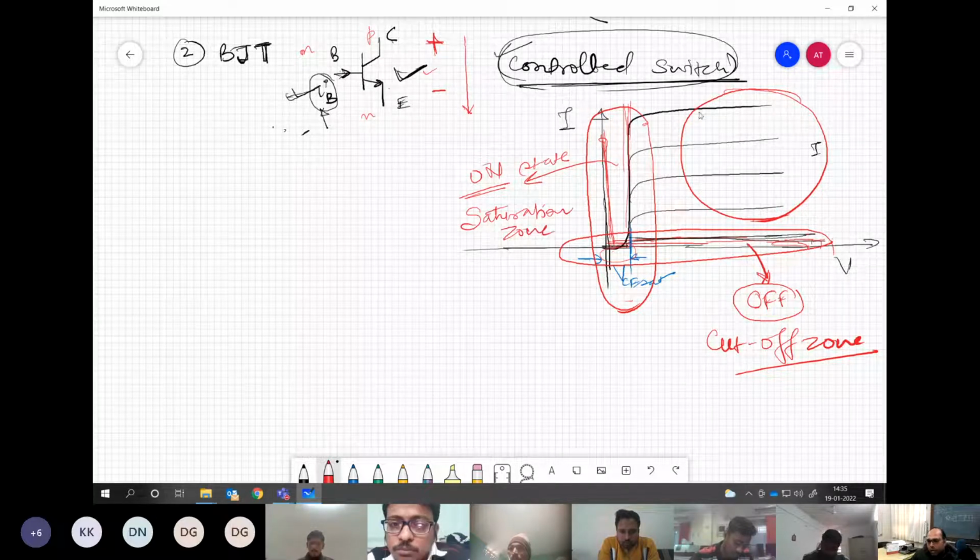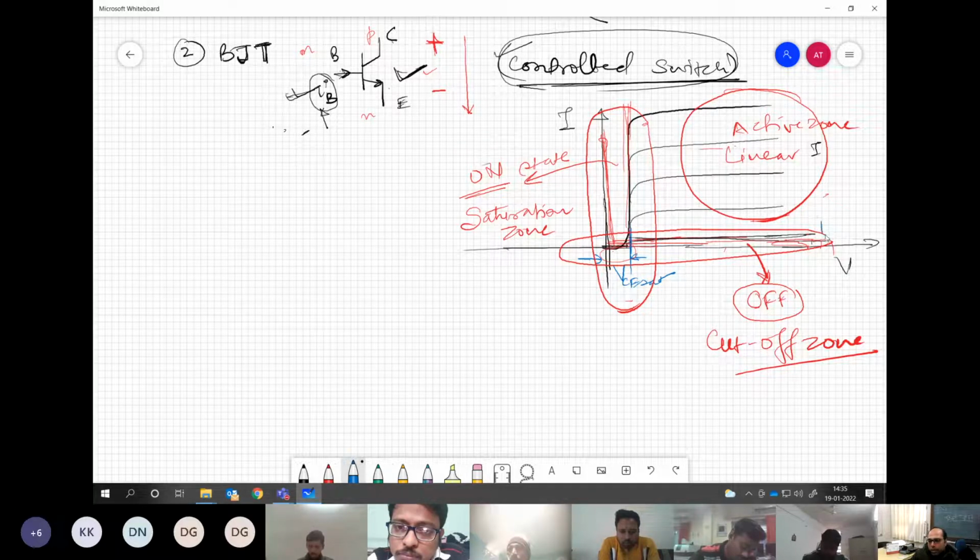Now this third zone, what we see over here, where the current and voltage both are finite, is the active zone, or you can say the linear zone for the device. These different characteristics we are finding are due to different values of base current, say IB1, IB2, IB3 and so on.